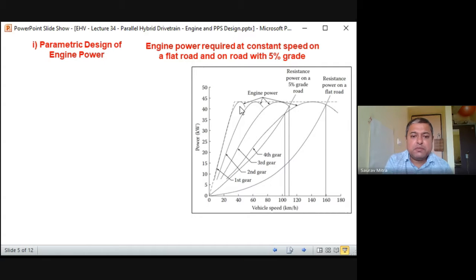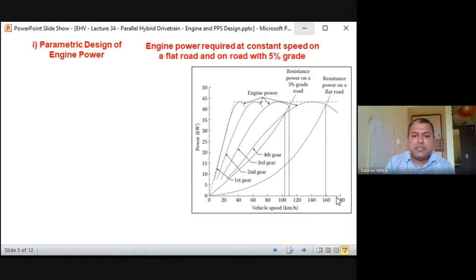So how much is the maximum speed here? Around 40 kilometer per hour. For the second gear, it is around 65 kilometer per hour. The third gear goes around 110 kilometer per hour, and the fourth gear goes almost up to 180 kilometer per hour. So this is what you have to understand.